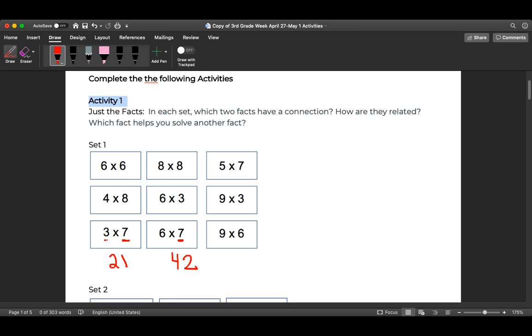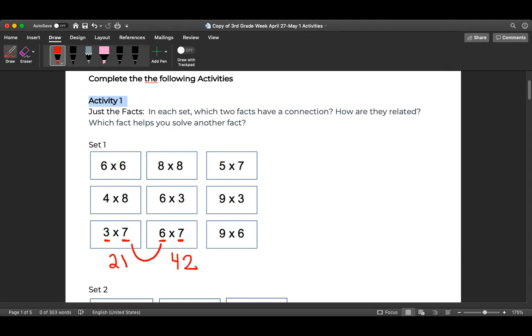And when you double 3, you get 6. So you double this factor, 3, you get 6. And look what happens to our answer. Our answer is double. 42 is twice as much as 21. And so these facts are connected. 3 times 2 is 6, and the answer is double. And so that's a connection. That's something that can help you with remembering one fact or the other.